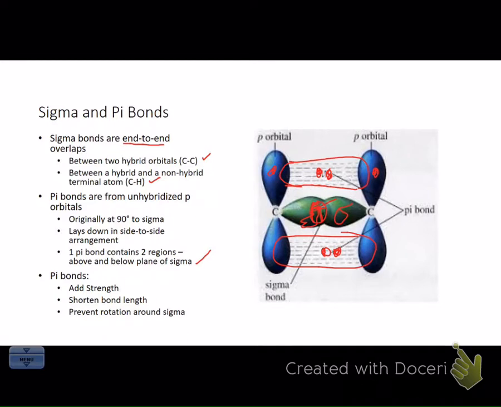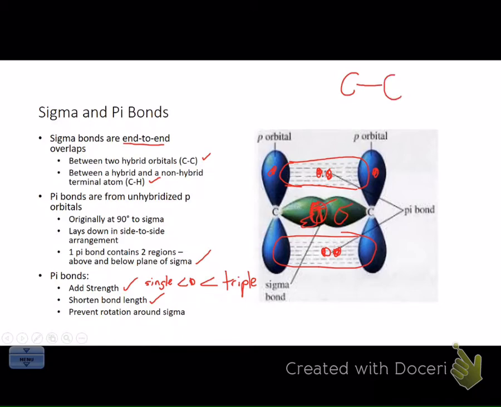Well, if I have pi bonds added to the sigma, I end up having more than one connection between two atoms. So pi bonds will add strength. A single bond is always going to be weaker than a double bond. And a double bond will always be weaker than a triple bond. The more pi's you add on, the stronger the bond gets. As a consequence, as you add more of these pi bonds and strengthen the connection, the bond lengths get shorter.